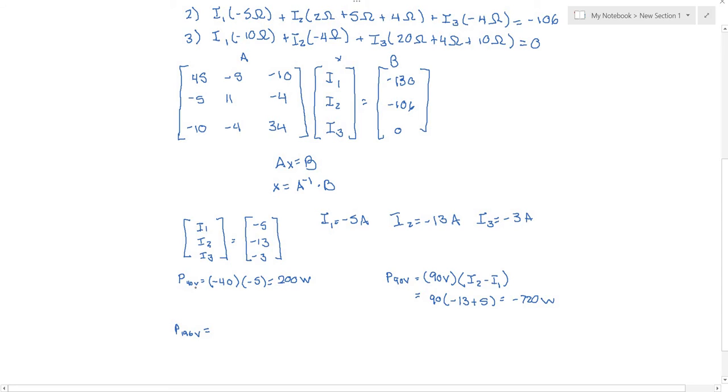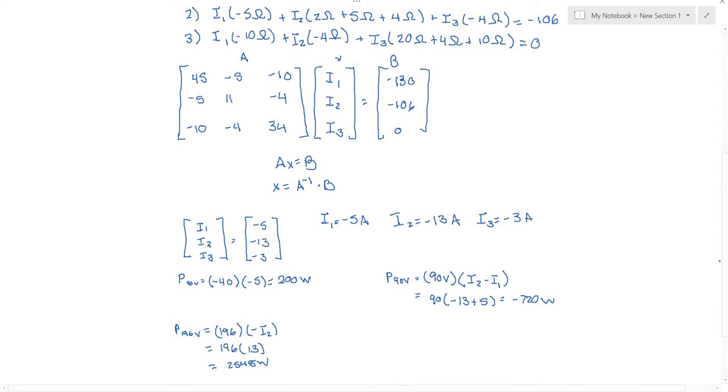Remember that the only voltage that can create power is a power source itself. It can also absorb power, it just depends on which way it's set up. So now this one's going to be 196 times the current that's going through it, which is negative I2, so it's 196, the same way it's facing, times 13, which is equal to 2,548.